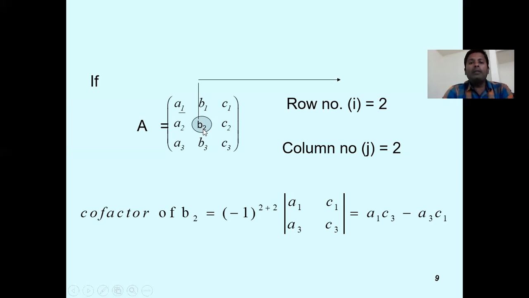The minor of the element, where is my B2? The corresponding row and corresponding column are neglected. The remaining elements are A1, C1, A3, C3. Now we find the determinant: A1 into C3 minus A3 into C1.